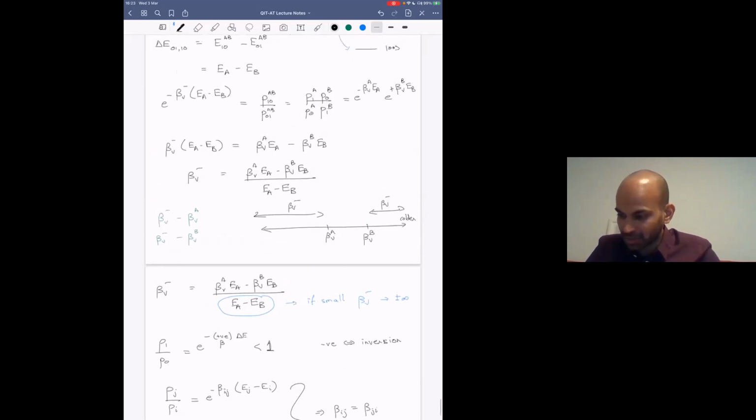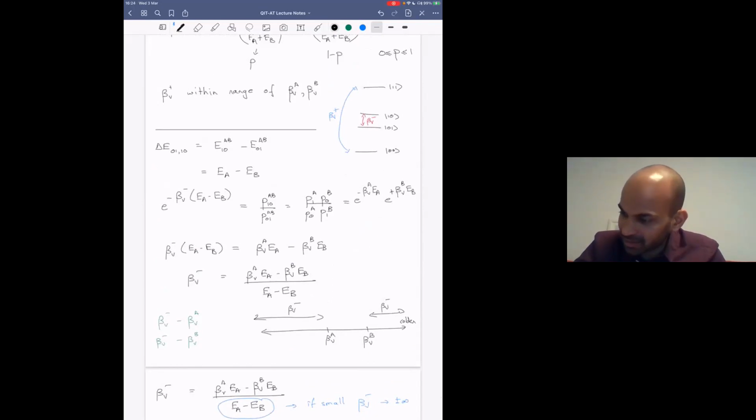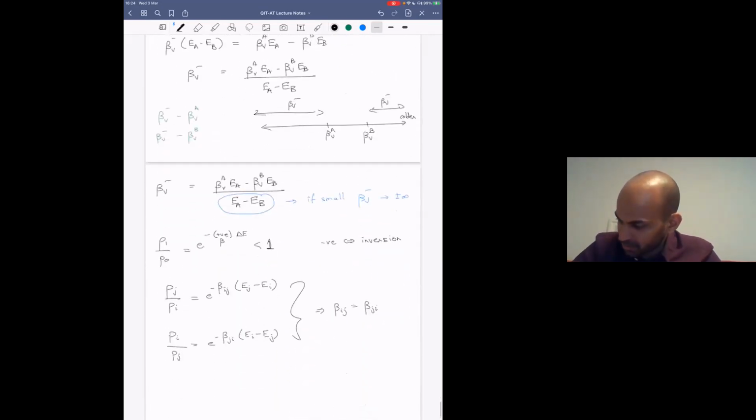Returning to your original question, if we get a negative temperature, it essentially means that the population in this state, P10, is greater than that of P01. So P10 greater than P01 gives a negative beta V minus. That's an actual physical fact. It's not something that can be changed with relabeling mathematically. Does that answer the question? Yes, thanks a lot, it answered exactly my question. Perfect. Thank you for the question.